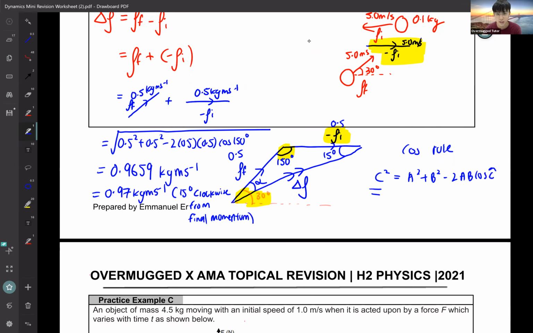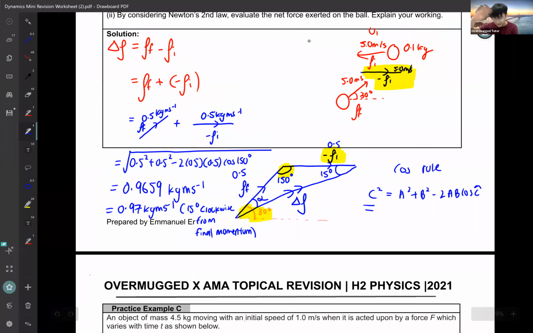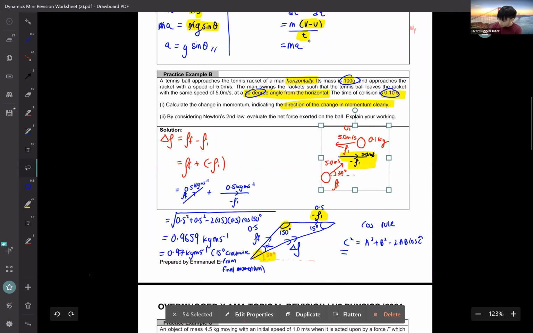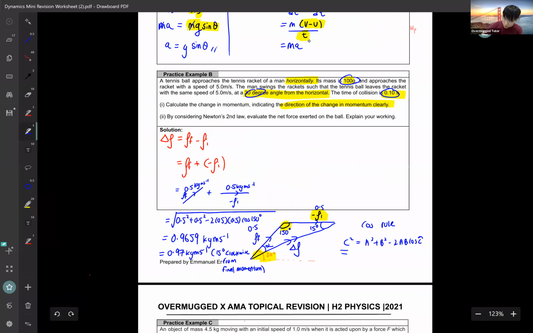Listen, it's probably coming up. If I were you, I will take a screenshot of this. I will make sure I know how to do this kind of question. Okay, that's part 1 done. Part 2 is easy. Let me erase some of the working on the side, so I got some space to write. Part 2 will just be calculating the force.